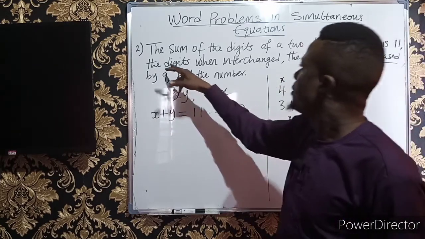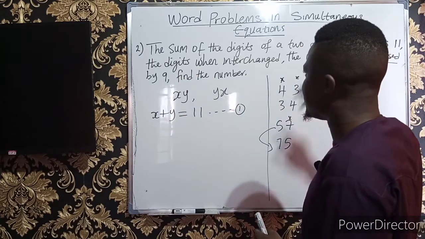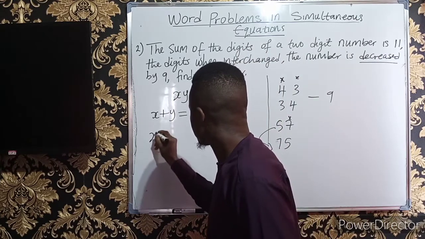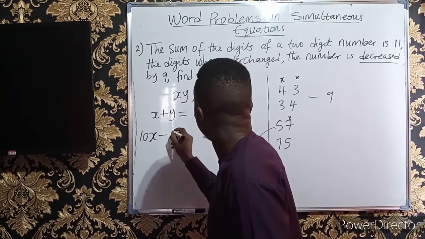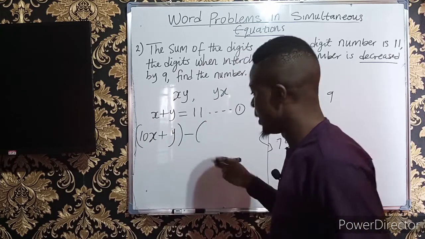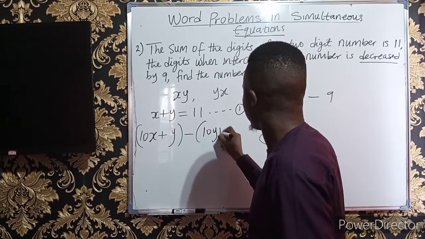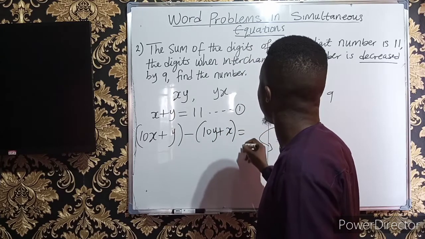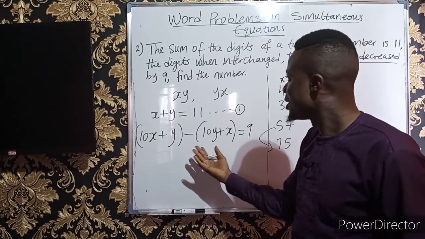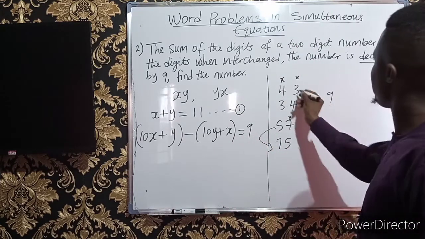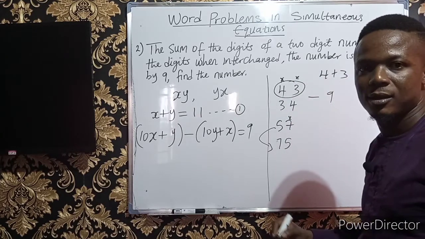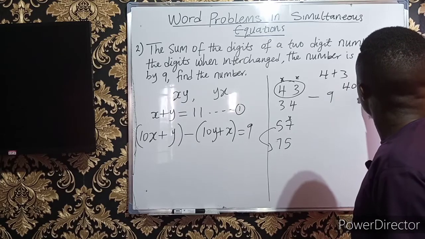So now let's go. The digits, when interchanged, the number is decreased by 9. So if I interchange it, I'll have 10x plus y, minus, I will explain, 10y plus x equals 9. Now you may be confused about how I got all these things. Do you know that when you have 43, the value of this number is not 4 plus 3, but the value is 40 plus 3?